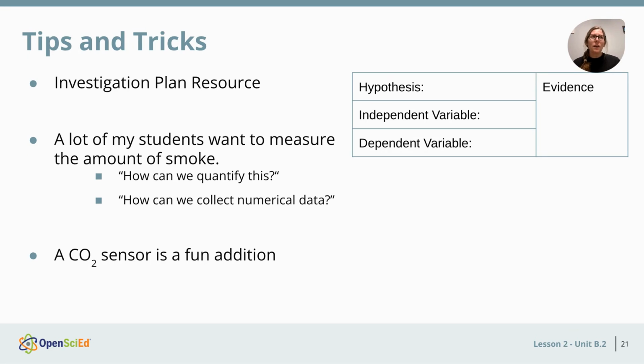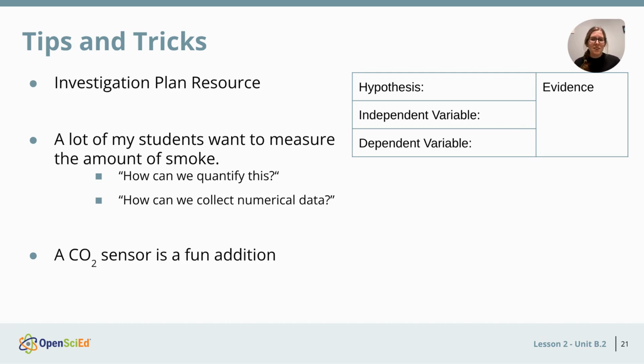When we are working on discussing and creating our investigation plan together as a class, this is also a time when I will reinforce a little bit of the scientific method. And we'll talk about what would the independent variable, dependent variable be, and what's our hypothesis? What do we think the fuels are going to do?